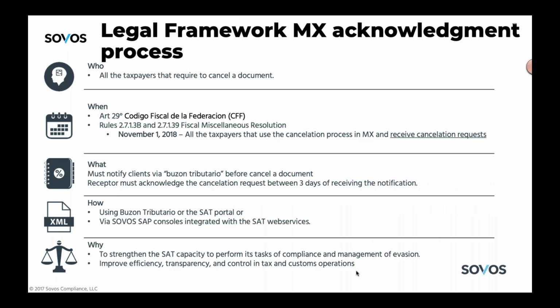About the legal framework. This change, this new process, comes with the CFDI 3.3 regulation in 2017. So the government said, okay, you now need to submit the cancellation instead of the credit note that you were using to cancel documents. You need to let the receptor know that you are sending those documents, and they use the Código Fiscal de la Federación and other rules from the fiscal miscellaneous resolution that are on the screen to back up the process. So they published originally in 2017.